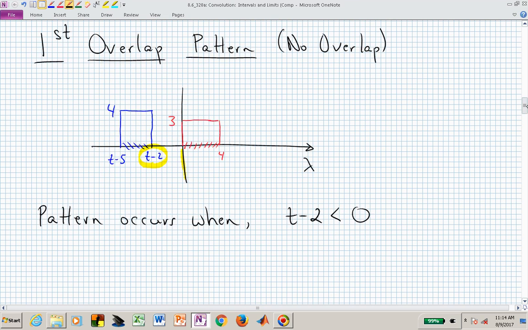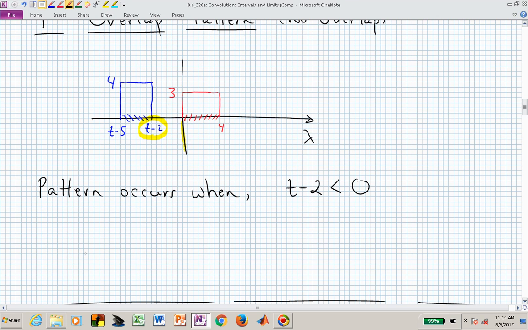Y of t, which is the convolution integral, has an integrand that is always 0 because the blue support interval and the red support interval do not intersect. So y of t is equal to 0 for t less than, if we add 2 to both sides, 2. As long as t is less than 2, we have no overlap.